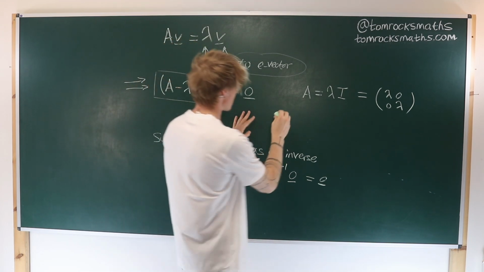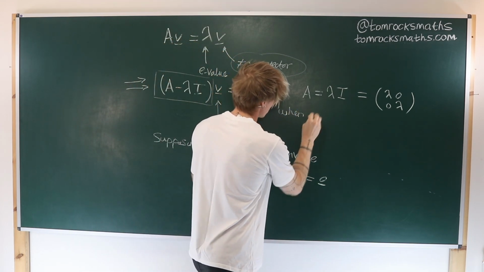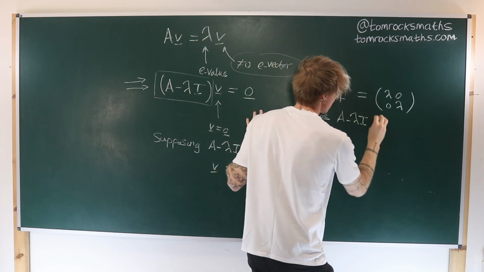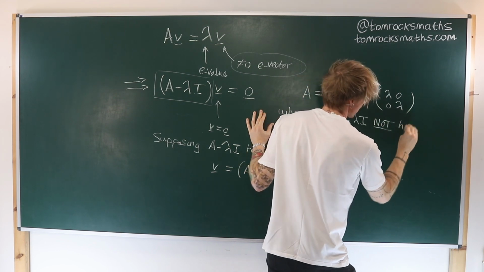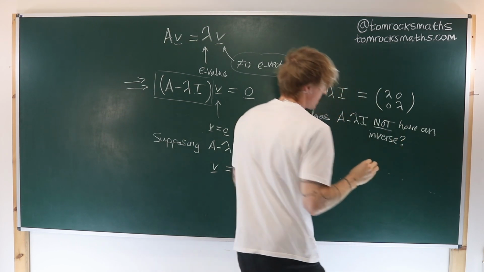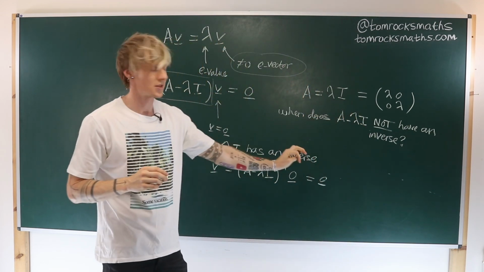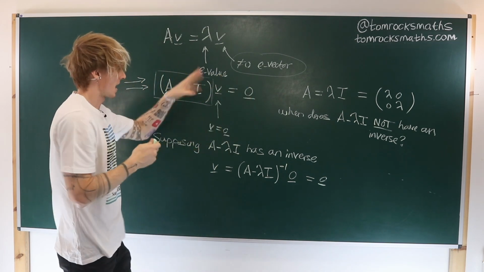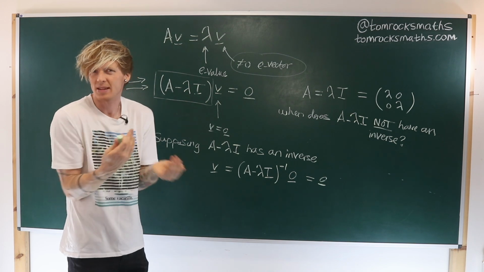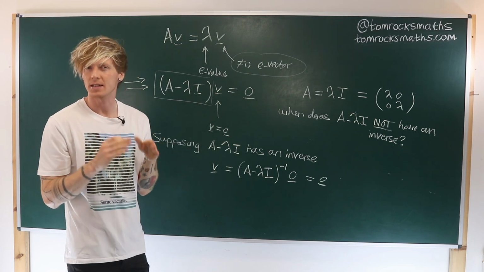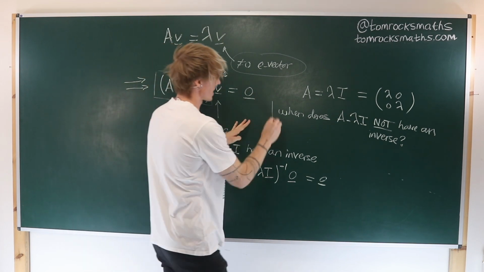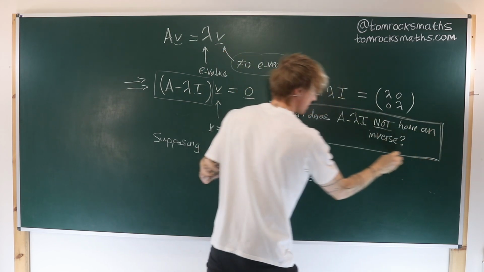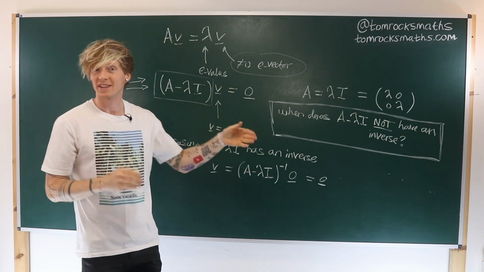So we're actually interested in answering the question: when does A minus lambda I not have an inverse? Because if it does not have an inverse, then we cannot pre-multiply by that inverse, and therefore V is not 0. And so we actually have a chance of finding V. So it all comes down to this: what is the condition on A minus lambda I for it to not have an inverse?